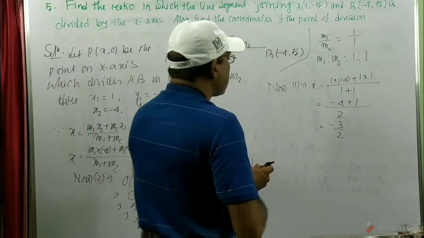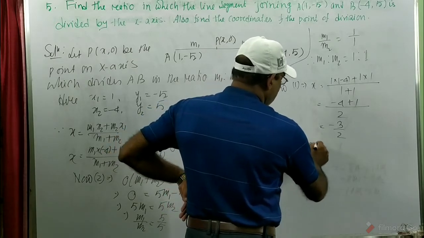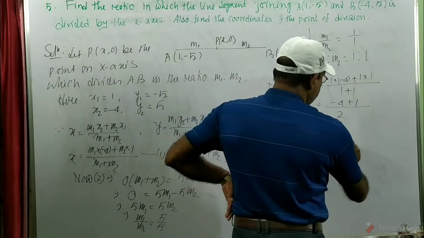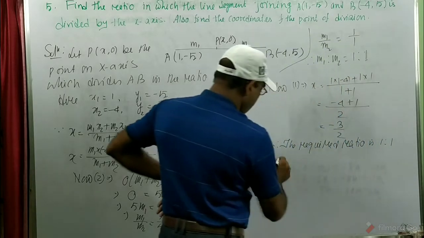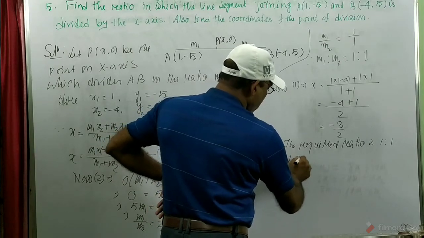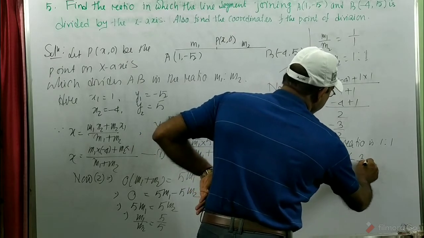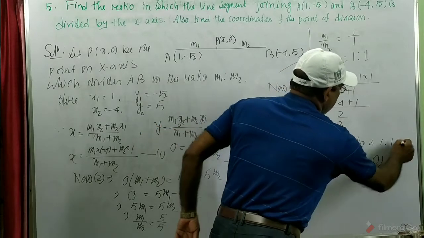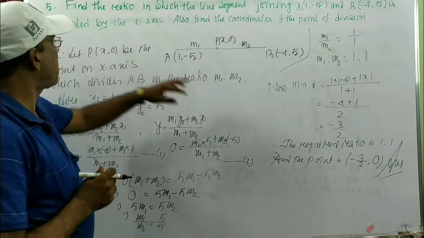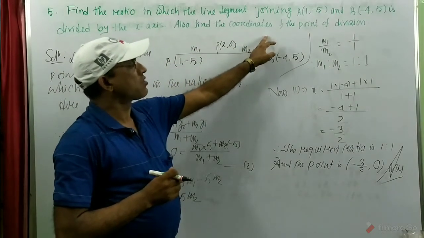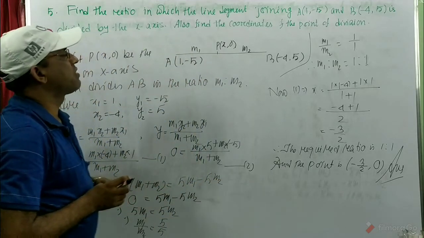So what we get, therefore the required ratio is 1:1 and the point is minus 3 by 2 comma 0. This is our answer. So find the ratio means 1:1 and also find the coordinates of the point of division. The required coordinate is minus 3 by 2 comma 0. This is our complete solution.